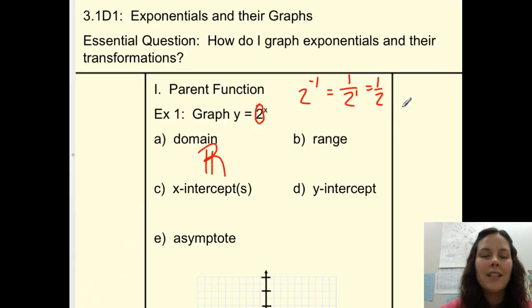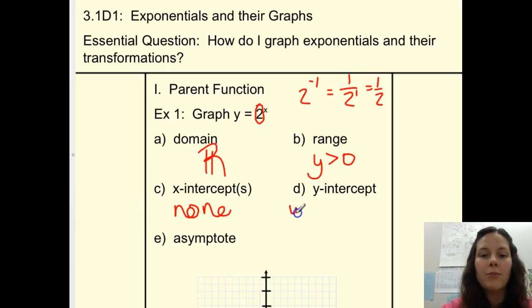Notice that we are not multiplying our base by a negative. We are flipping it to make the exponent become positive. So we actually do not get any negative values out of an exponential. We also cannot get 0 out of an exponential. So our range is y is greater than 0, not greater than or equal to, y is strictly greater than 0. X-intercepts are where the function equals 0. We just talked about our range, how we cannot get 0 out of an exponential function. So we have no x-intercepts.